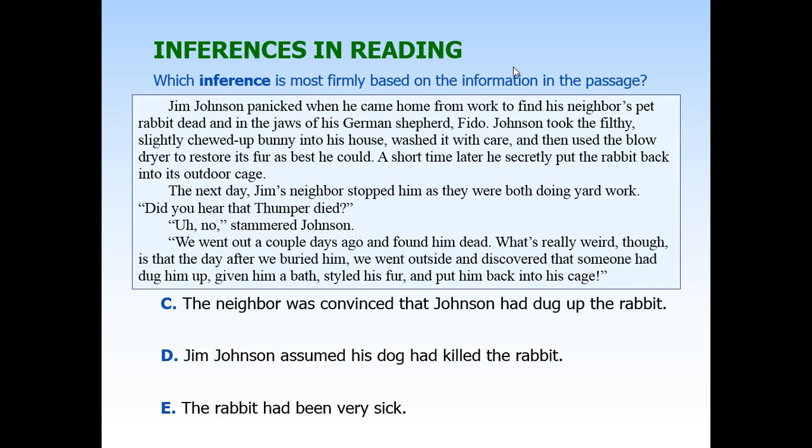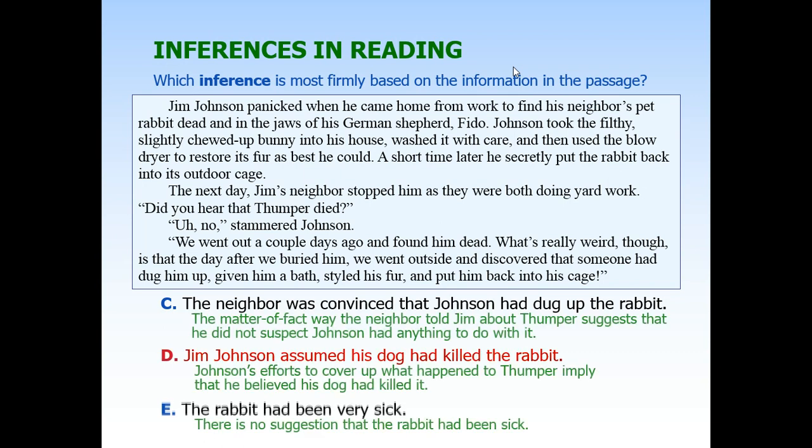And so with that, what's the most logical inference? Well, if we look at C, the neighbor, he doesn't know what's going on. He just finds it so weird. Nowhere is he accusing Johnson of digging up the rabbit. So the correct answer here is, yes, D. Jim Johnson. This is why he panicked and stilled him, because he thought his dog had killed the rabbit.